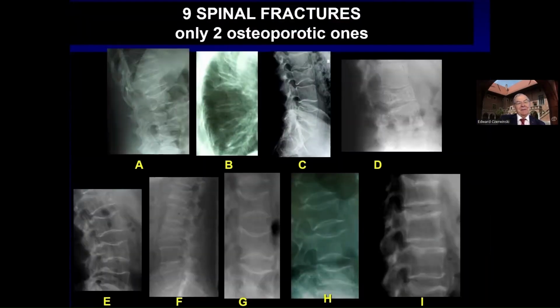I am using this X-ray from Professor Papaioannou. You have here 9 vertebral spine fractures, but only 2 are osteoporotic. I leave it to you, and I will put the answer somewhere on the net, so you can see which are osteoporotic. The message is that a fracture of the spine is not necessarily due to osteoporosis. Be cautious if there is a single vertebra, because it may be just metastasis. I would be ashamed to not notice that and to not diagnose it.